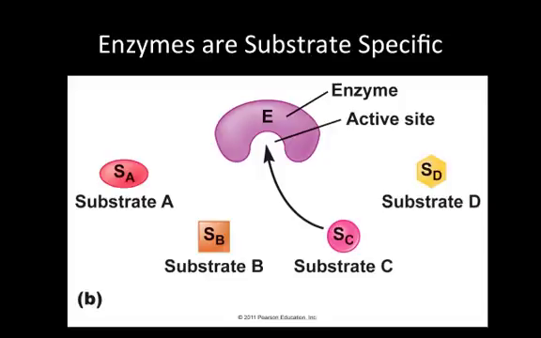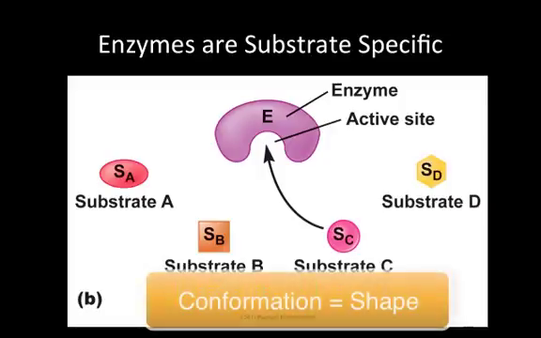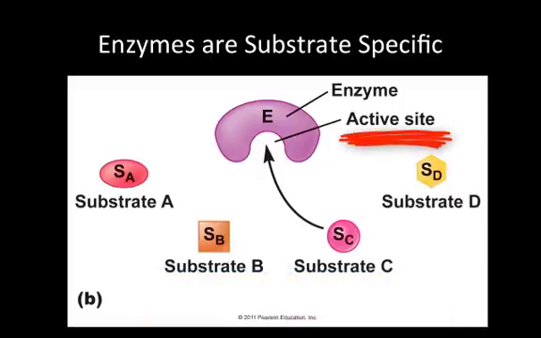Now you may have noticed that the active site had a shape that fit the substrate. Enzymes have a specific conformation or shape. The active site of the particular enzyme has to fit the shape of the particular substrate or it won't work. This tells us that there are about as many enzymes in cells as there are chemical reactions. That's thousands of enzymes. Not all of them have been discovered yet.